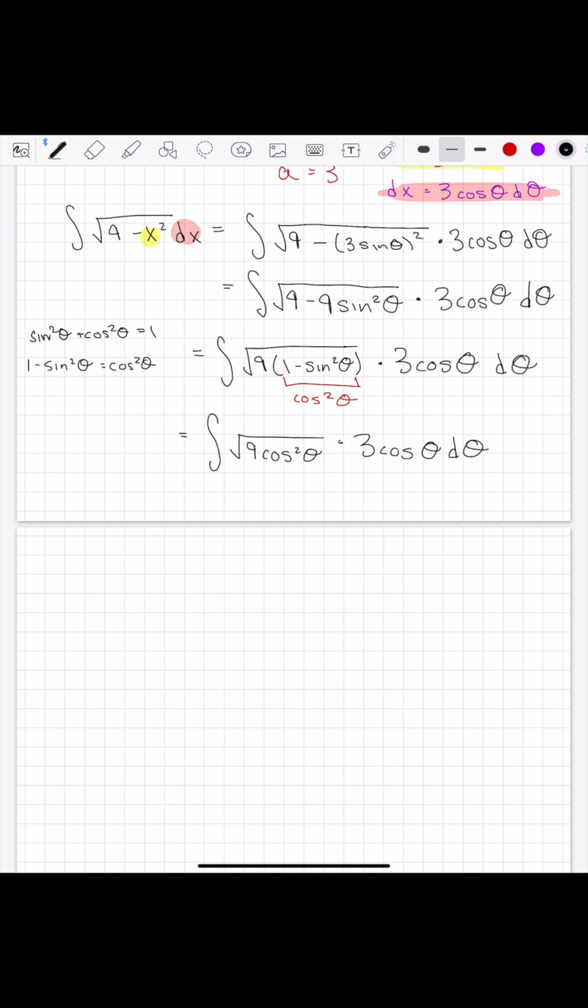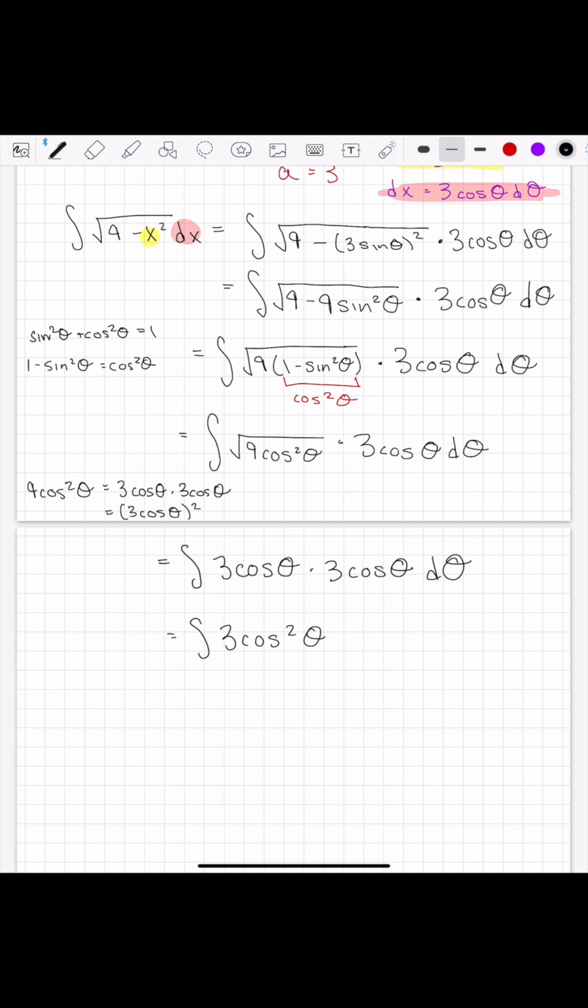Okay, we're making progress. So notice, 9 cosine squared theta is the same thing as 3 cosine theta times 3 cosine theta, which is (3 cosine theta) all squared. So we can take the square root of 9 cosine squared theta, and that's just going to be one of the 3 cosine thetas. Remember, the square root cancels out the square. This square here cancels out this one here. Then we're left with this, and we can simplify that as well. This is 3 cosine squared theta d theta.